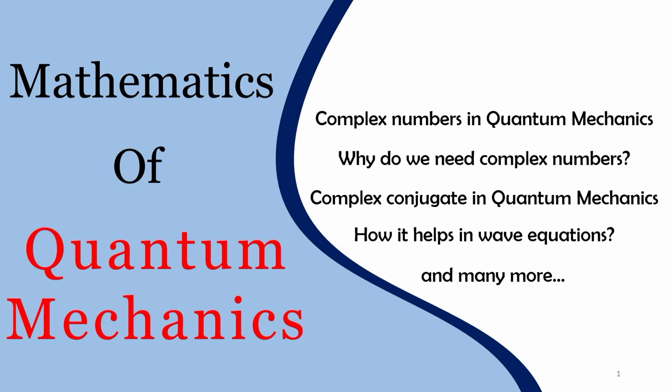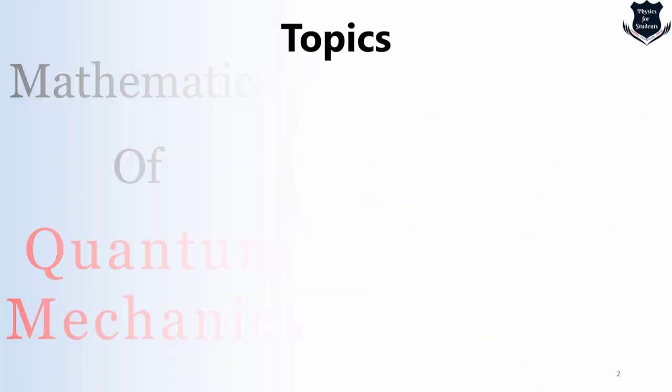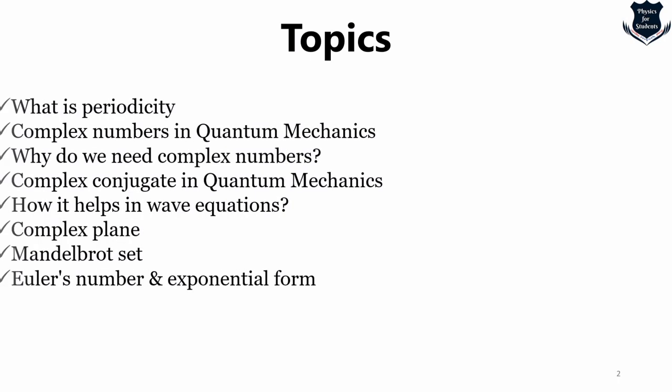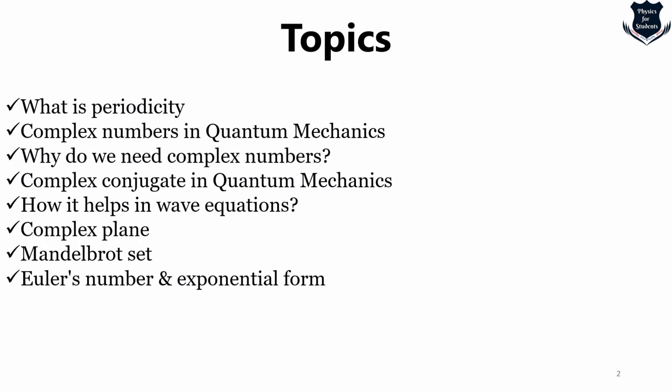So first we will deal with the mathematics which we left last, which is Euler's number, and then we will summarize all the essential mathematics that is required for learning quantum physics. First, let us see what topics we are covering. We will first talk about what is periodicity. This is one part which I left unfinished in my last video on Euler's number.